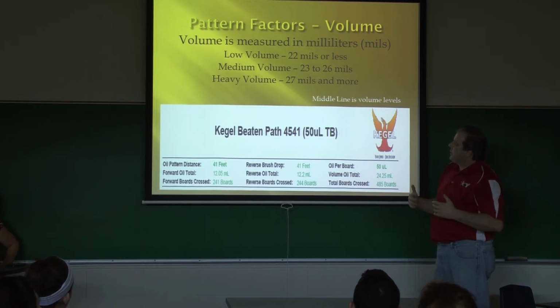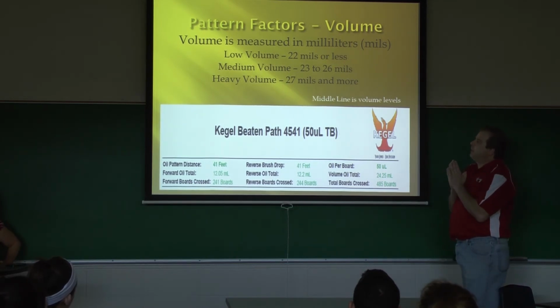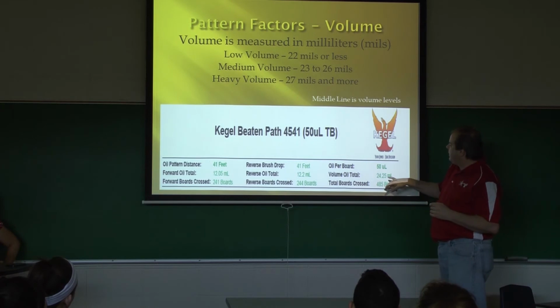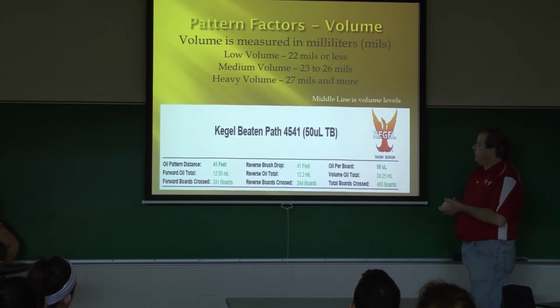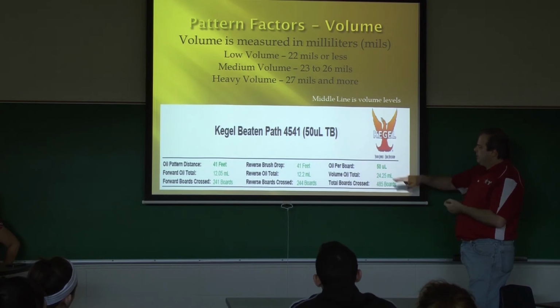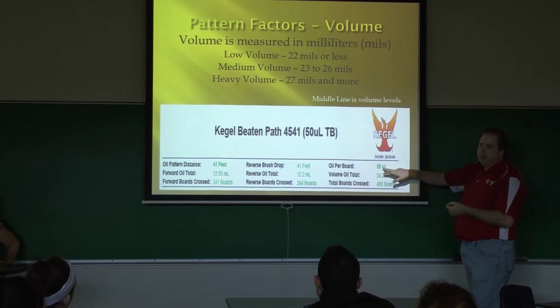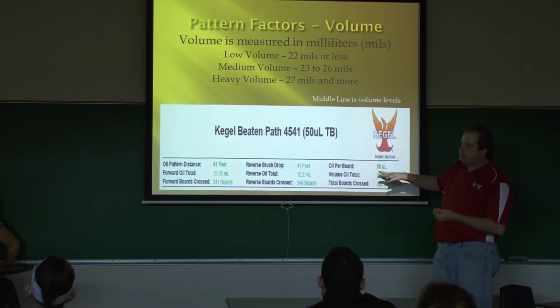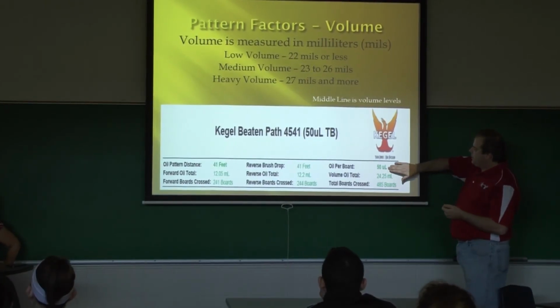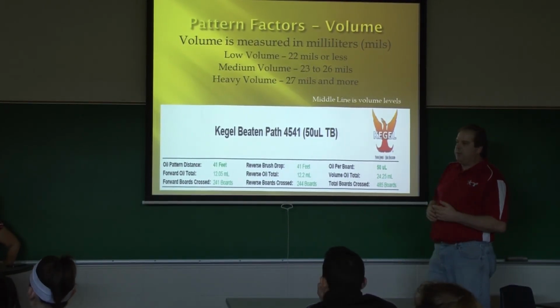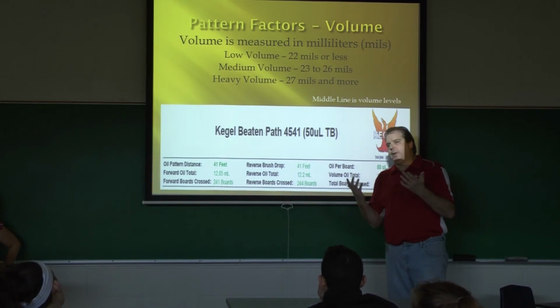Volume in the pattern, I don't think this is nearly as big a deal as everybody thinks it is. It's just a good number to look at. On the sheet over here, it's total oil volume, 24. A lot of people get confused by the 50. It's either 50 or 40 on most program sheets. That is just an indicator of the stream of oil that's getting put out on the lane.